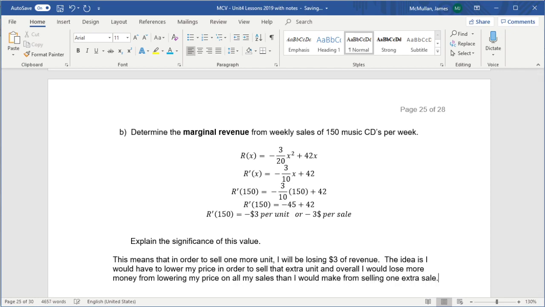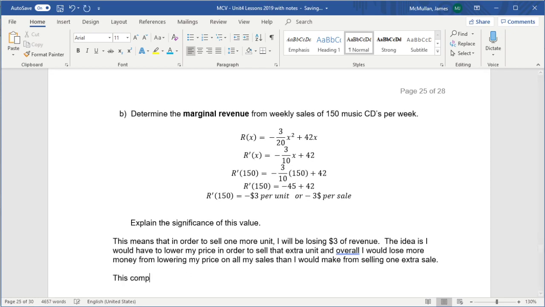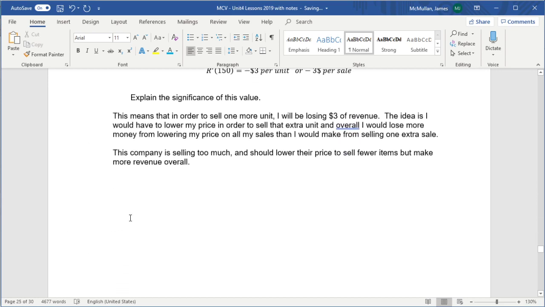Okay, so basically another way of interpreting this is this company is selling too much and should lower their price to sell fewer items but make more revenue overall. Okay, that would be my advice or my interpretation of what's going on for this company.